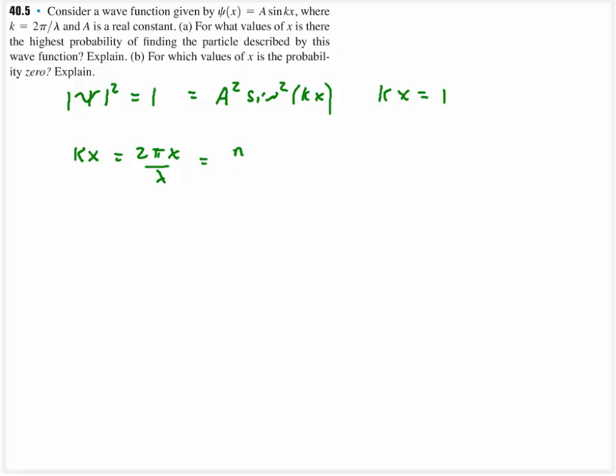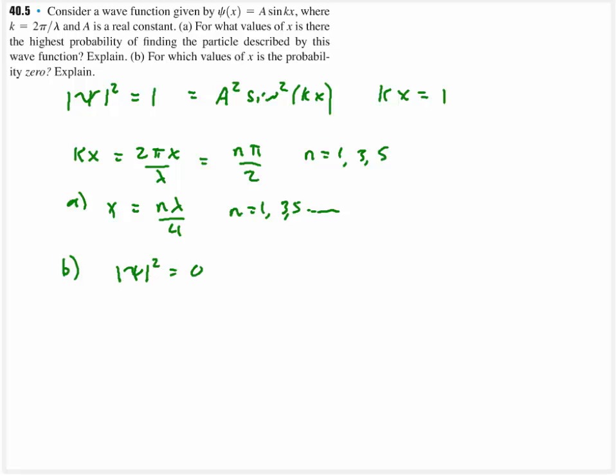That's going to be when it's equal to n pi divided by 2, where n is going to be equal to 1, 3, 5, all the odd integers. And so we would say that this thing is going to have a maximum when x is equal to n lambda divided by 4, again, where n is equal to 1, 3, 5, and so on and so forth. So that's part A.